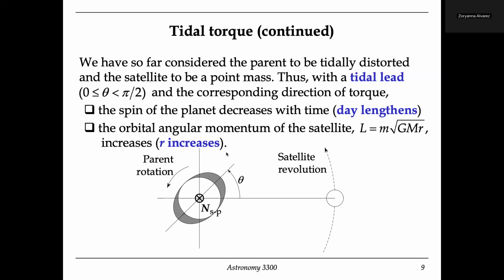So far we've talked about planets with the tidal lead, and we're going to use some definitions here. Tidal lead just means that this is a positive quantity. That is to say that the tidal bulge is running ahead of the moon. So what's going to happen is that the spin of the planet will decrease with time. The day will get longer, it'll slow down. We talked about that, right? Interestingly enough, and you will see this shortly, the angular momentum of the satellite, the moon, is going to increase.